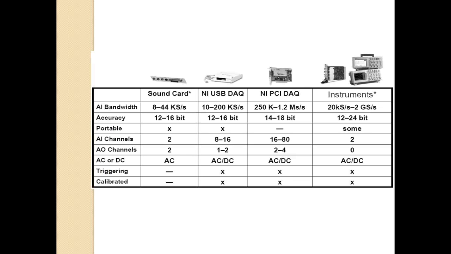Here are some of the NI based hardware. The first one you can see is your sound card. Even in your laptop you can see some sound cards. This determines your sampling rate. It has say 8 to 44 kilosamples, the resolution is 12 to 16 bit, and it has analog in 2, analog out 2, and works on AC voltage. Likewise you have different types of DAC, which are plug and play like USB, PCI, or standalone systems like oscilloscopes.